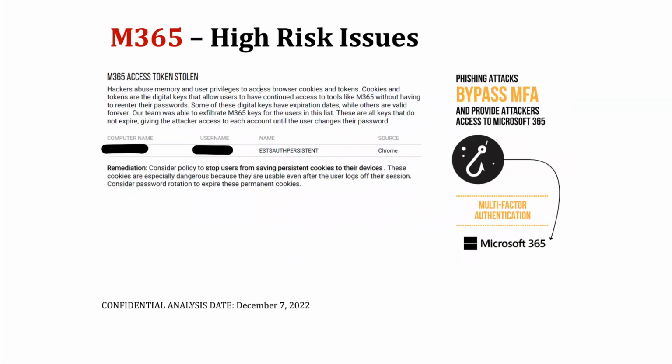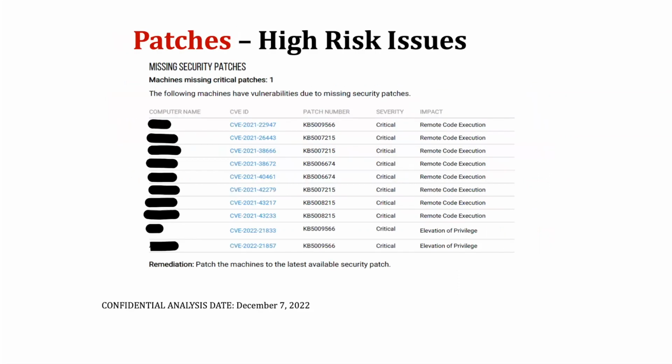And then we look at how you bypass multi-factor authentication. Do we have any rogue tokens that are out there? And if so, we talk about how we get rid of those. We look at the 365 authentication, as well as making sure that you have multi-factor authentication.